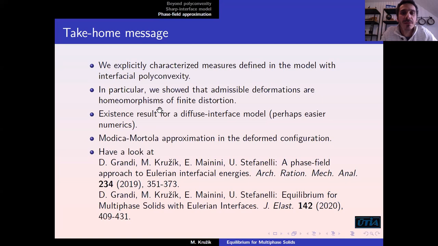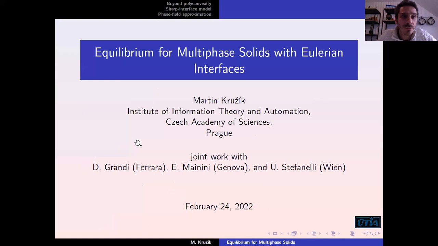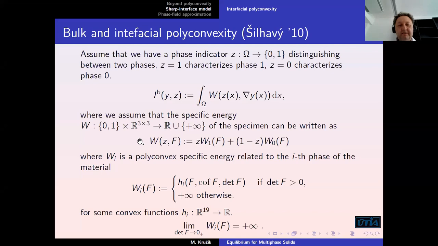So actually, I have two questions, but maybe I will have time only to ask one. My first question is about this interfacial polyconvexity. Assume that your functions W1 and W2 are convex functions of the gradient, and forget about the determinant constraint. In that case, it's easy to prove that the relaxation of your energy would be just the integral of the inf convolution between both convex functions.